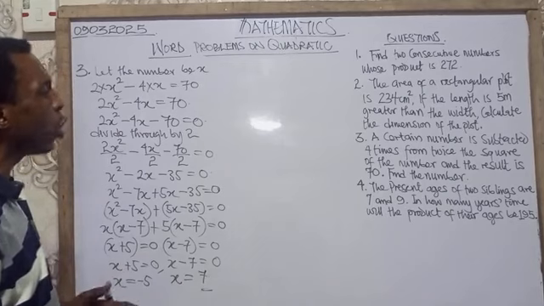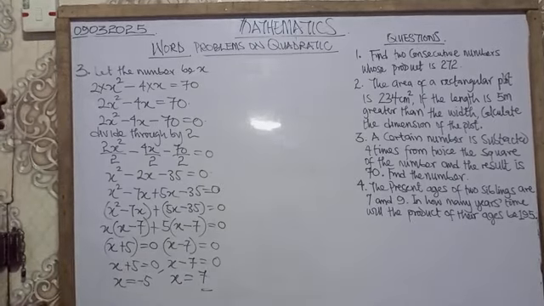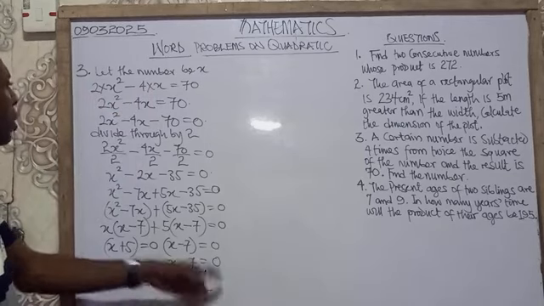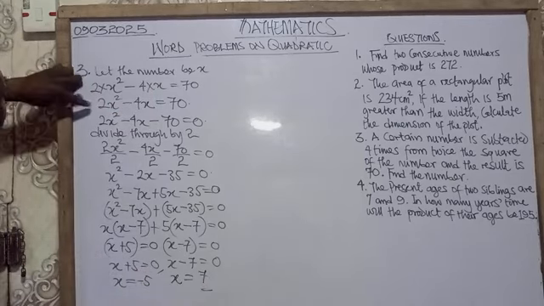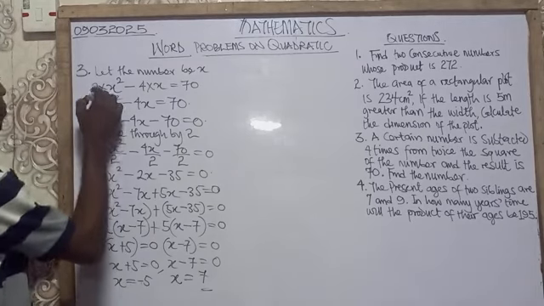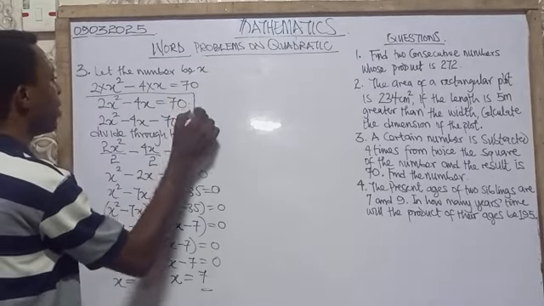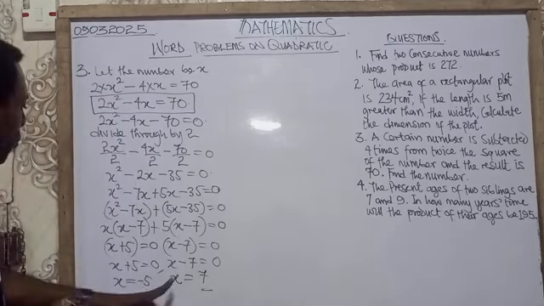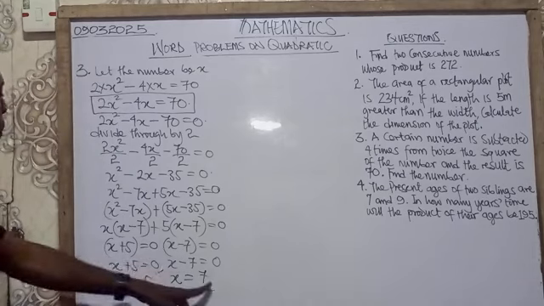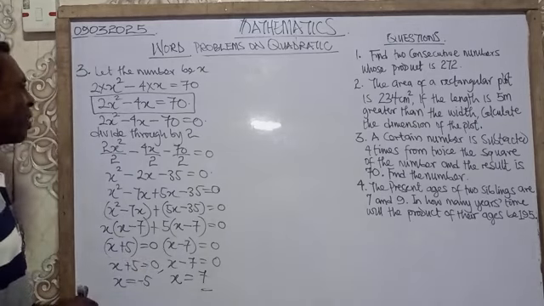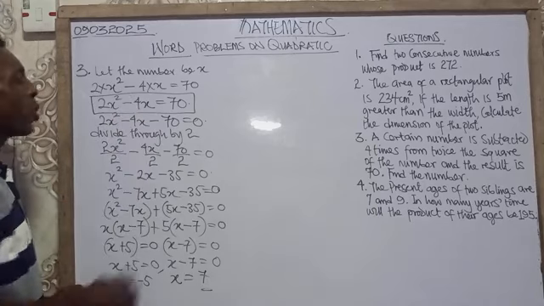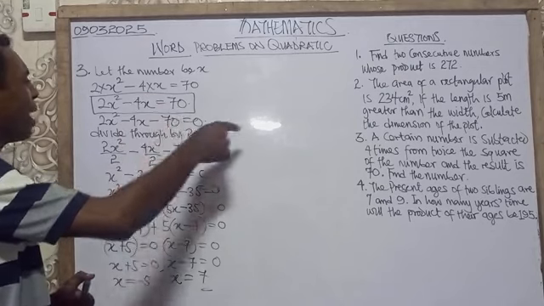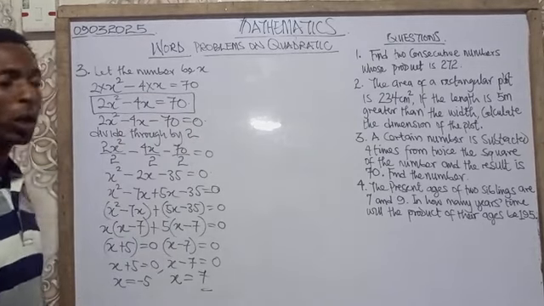So what is that number? The number that actually led into this expression is 7. If you try it now and come back to the real expression of the whole question, if 7 is x, square 7 will be 49, times 2 will give you 98. 4 times 7 will give you 28. 98 minus 28 will give us 70. So the expression is correct.